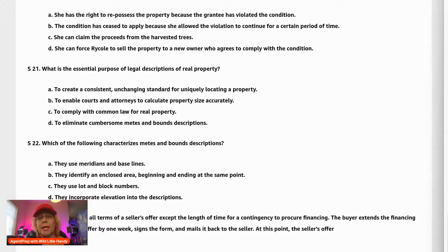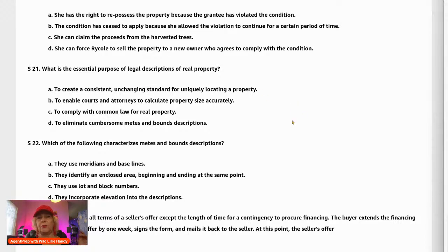No, the answer is actually A, okay? And the reason is that it's not for enabling courts and attorneys. It's for identifying the unique location of a property. You have a physical address, but sometimes the physical address is not accurate. So a legal description identifies the property.